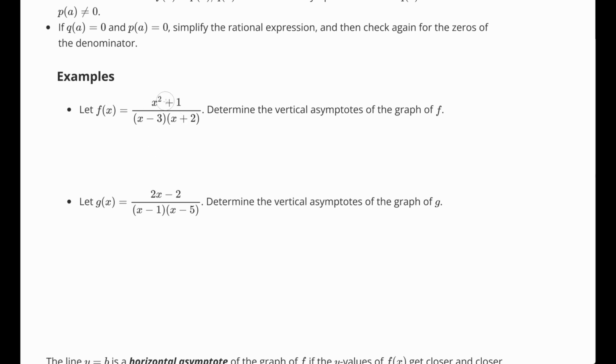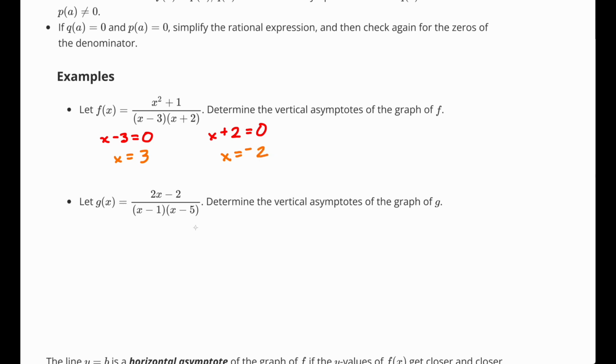Let f of x equal this rational expression right there. And it says determine the vertical asymptotes of the graph of f. Now we cannot be dividing by 0. So what we need to do is set the denominators equal to 0. And then we're going to figure out where those vertical asymptotes are because it's non-zero over 0. So we have to figure out what causes a division by 0. Well, x equals 3 is one of the answers. x equals negative 2 is the other answer.